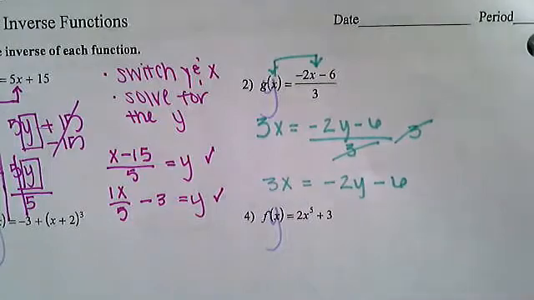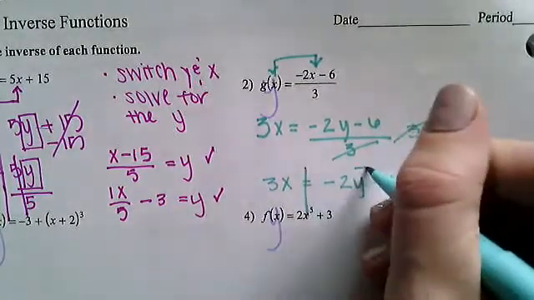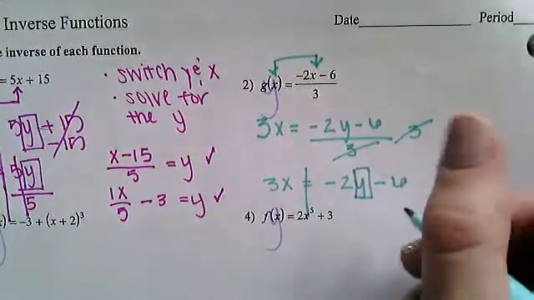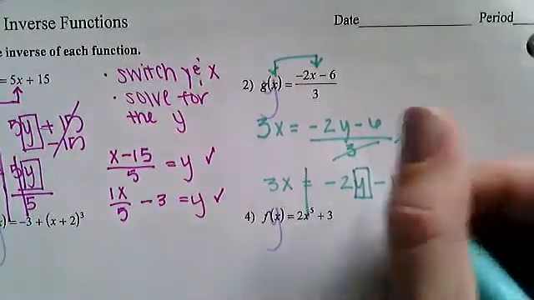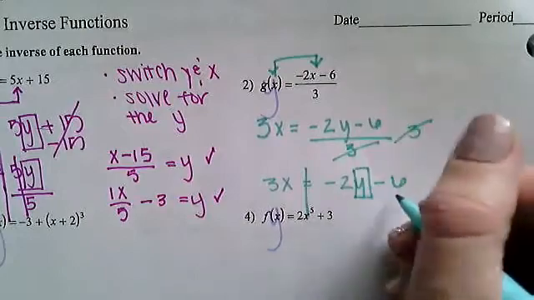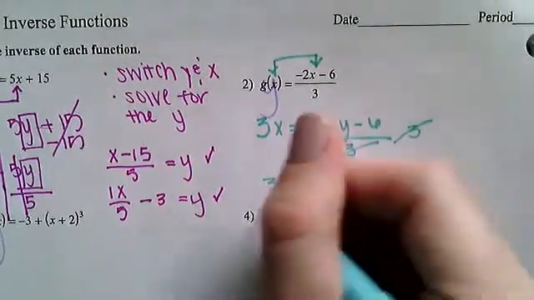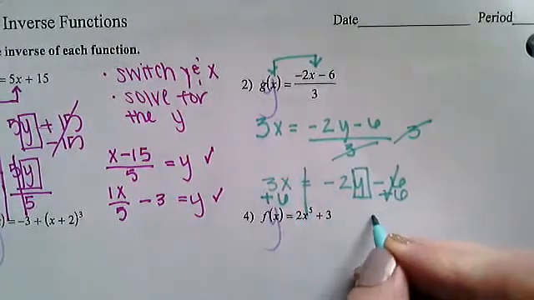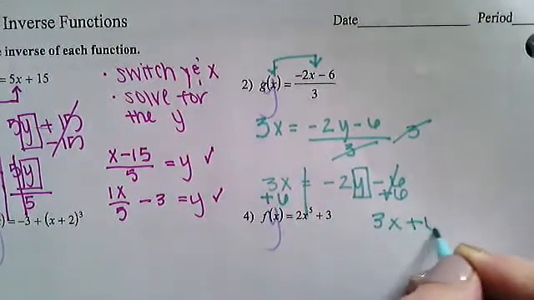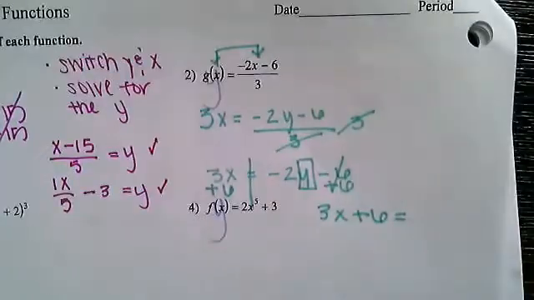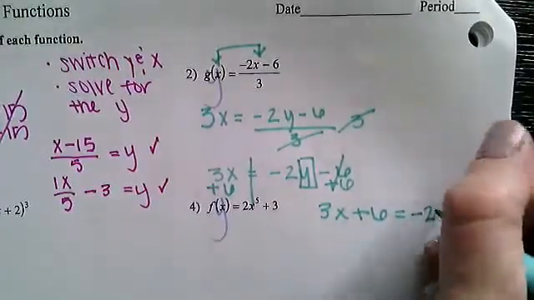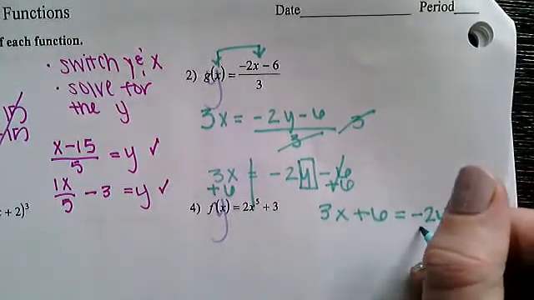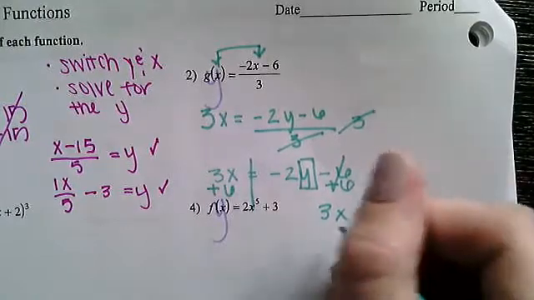If you want to get y by itself, you can put a box around your y to help you do that. The negative 6 is a little further away from the y, so we're going to add that over. We know that these two are not like terms, so we have to keep them separate. 3x plus 6. I had to shift my problem because I ran out of room. Equals negative 2y. And then we're dividing by negative 2.